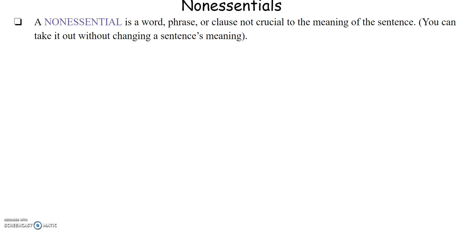Non-essentials are anything, it can be a word, phrase, or clause, that you can take out of the sentence and the sentence still works, it makes sense. It's just adding some extra detail to the sentence, but you don't need it to be there. So let's look here. A tall man, Yao Ming, played in the NBA. Our non-essential is a tall man. I can take it out and say Yao Ming played in the NBA and be perfectly fine.